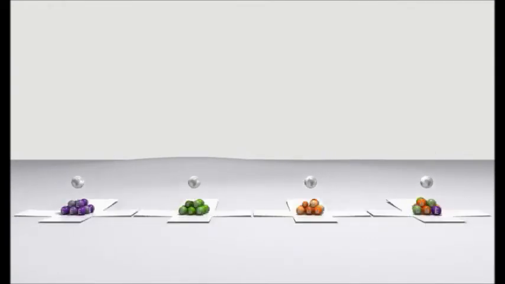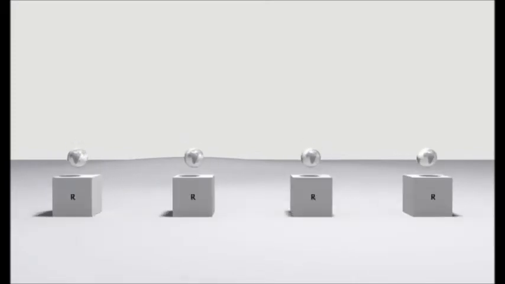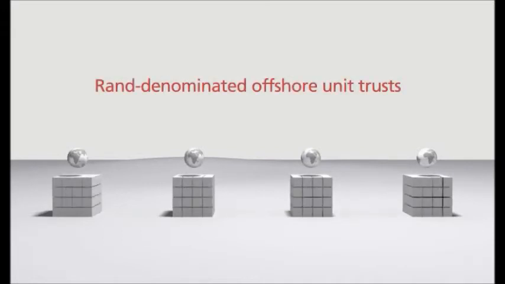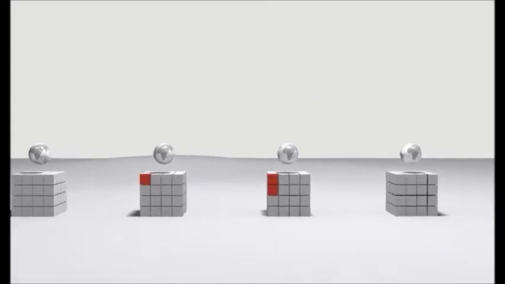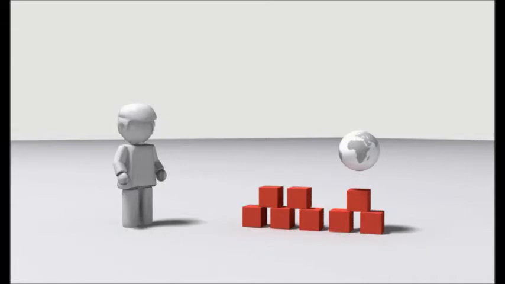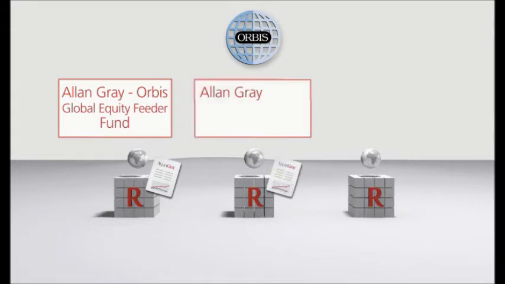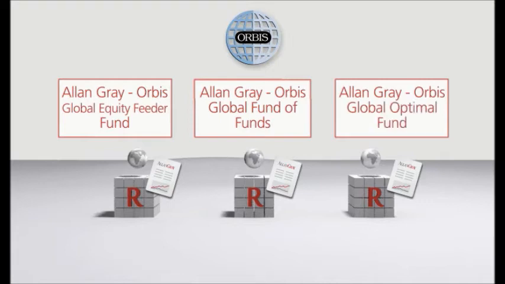There is a wide range of unit trusts available that invest into offshore equities, bonds, money market instruments, and other assets that you can invest in using rands. These are called rand-denominated offshore unit trusts. You can get offshore exposure by including one or more of these unit trusts in your investment. The Allan Gray Orbis Global Equity Feeder Fund, the Allan Gray Orbis Global Fund of Funds, and the Allan Gray Orbis Global Optimal Fund are examples of rand-denominated offshore unit trusts that invest into underlying unit trusts managed by our offshore investment partner Orbis.